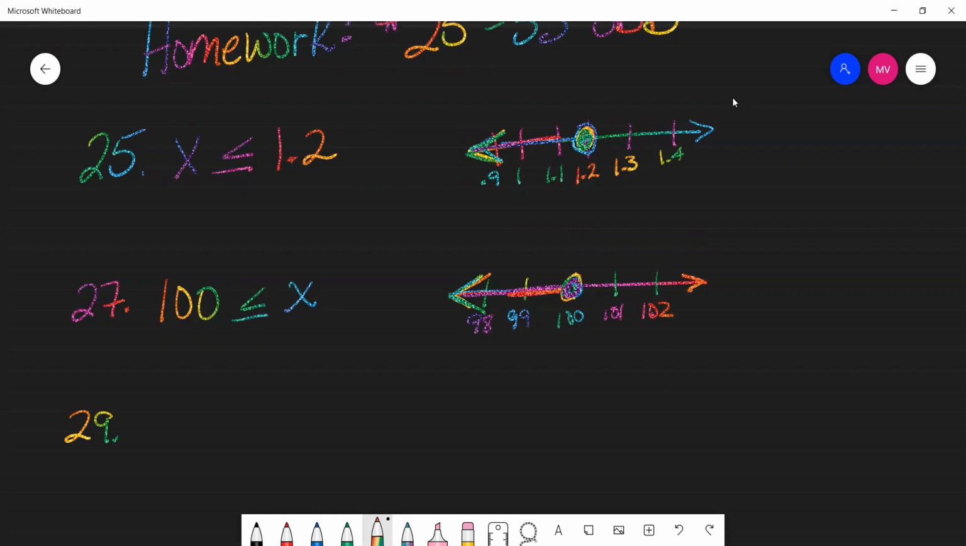Okay, so number 29 gave us x is greater than 1.5.